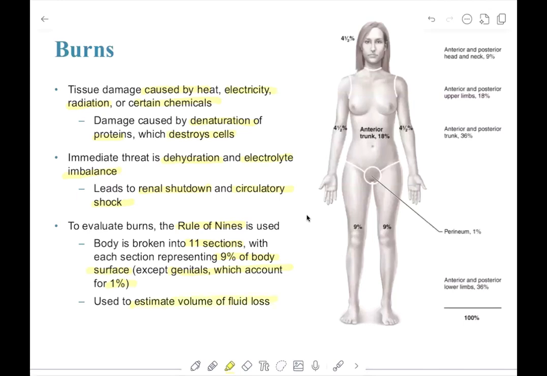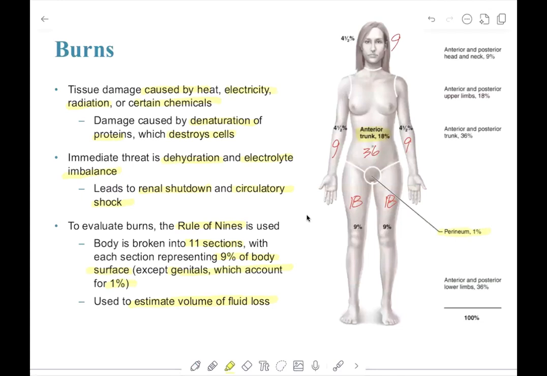So as we can see here, 18% is the anterior trunk, 18% would be the posterior trunk, so that'd be 36%. Then we would have 9% for the front of the leg, 9% for the back of the leg, that would be 18, another 18 for the other leg. And then basically 4.5% for the front and back of the arms, so we have another 18 there. And for the total head, we have another 9%, giving us 99%. And the final 1% would be the perineum.